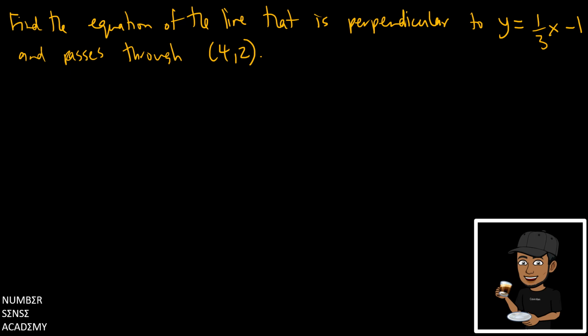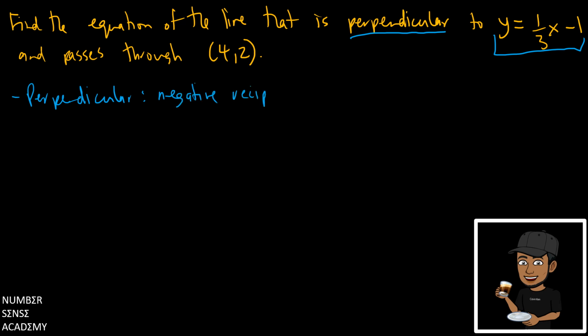Okay, so what do we know? We know that it's perpendicular to this. Okay, so let's grab that. So if it's perpendicular, then that means we're interested in the negative reciprocal slope. So m is going to be -3/1, because we have 1/3 and I want the negative reciprocal slope, so it becomes 3/1 and then I want the negative.